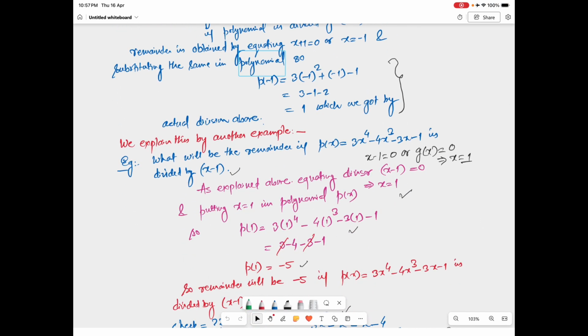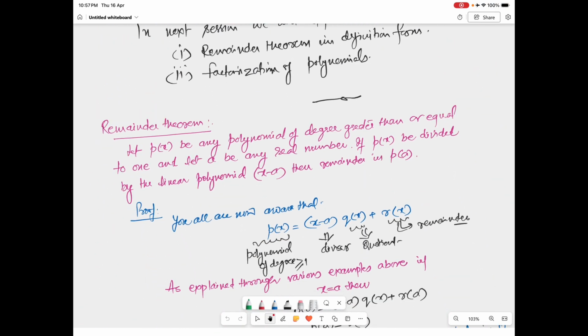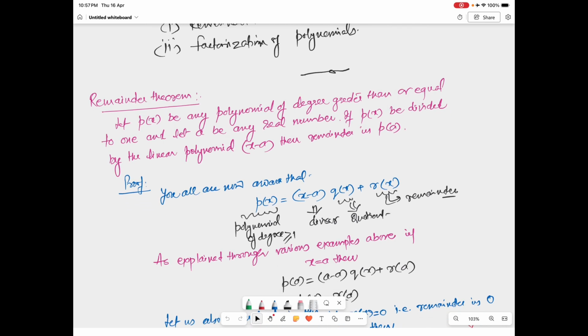So now I will come on to the remainder theorem. The remainder theorem says, if p(x) be any polynomial of degree greater than or equal to 1 and let a be any real number, if p(x) is divided by a linear polynomial x minus a, then the remainder is p(a). So we know, and we have revised just now, any polynomial p(x) can be written as x minus a into q(x) plus r(x), where q(x) is called the quotient and r(x) is called the remainder.